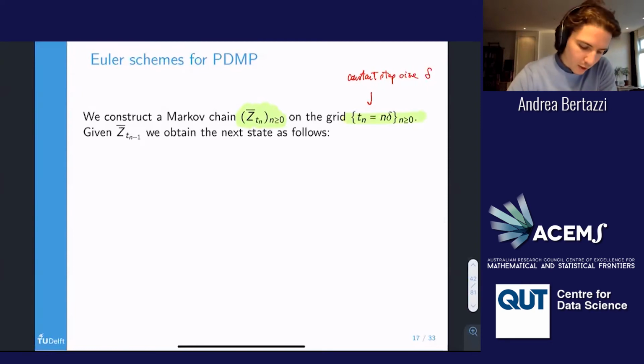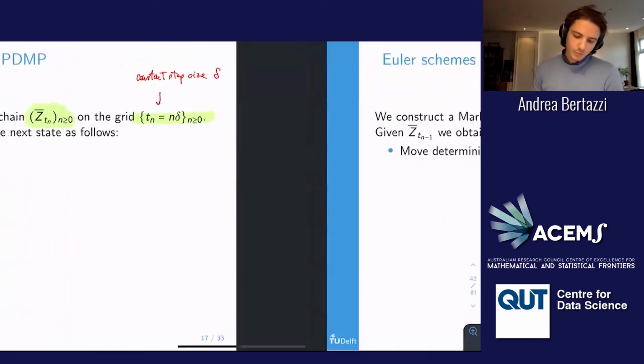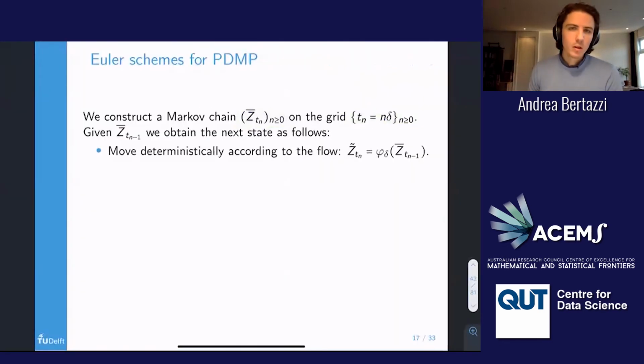Then let's see what we can do. So given the state of the approximation at time Tn minus 1, we can just follow the following steps. Very easy if you want, because what you have to do is basically move for a time delta, because it's our time interval, according to the deterministic dynamics. And this is what I'm writing here, right?